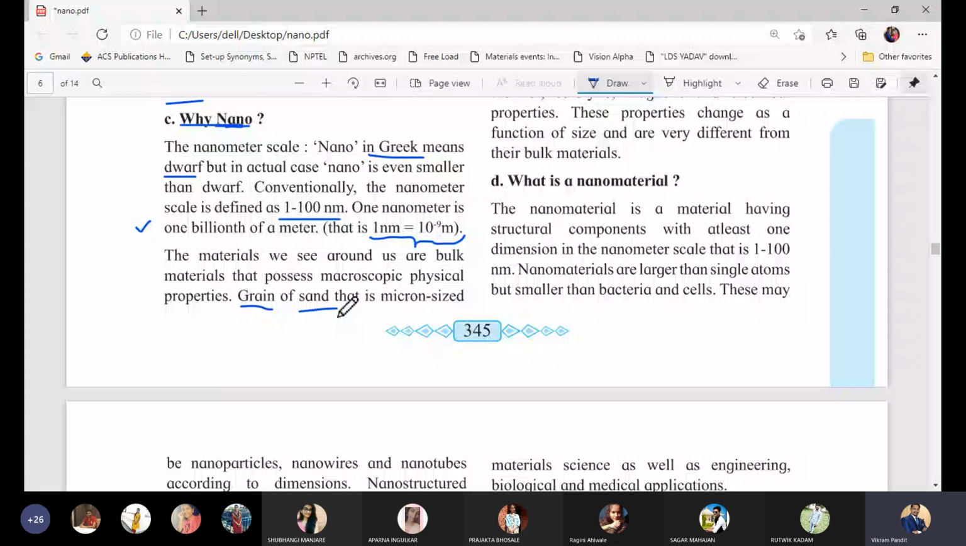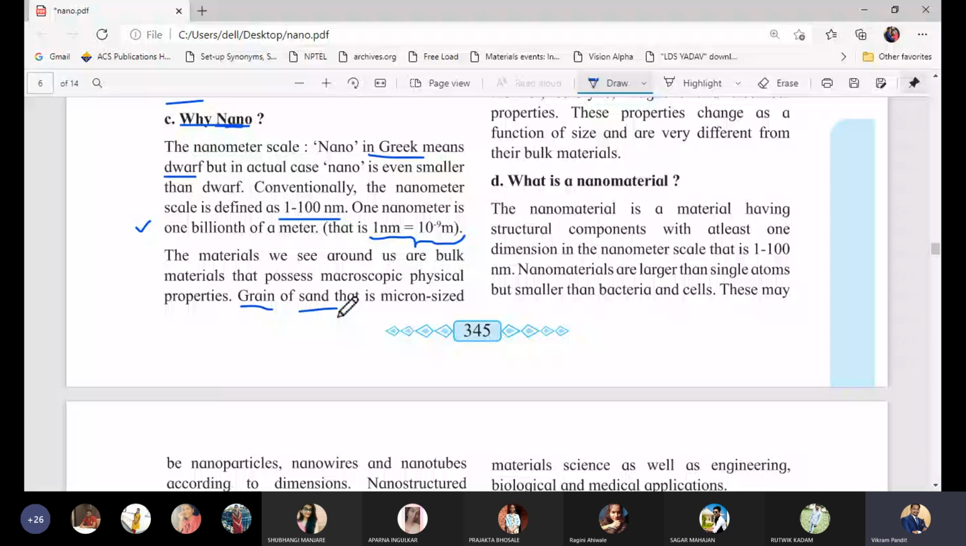So after 12th, after your BSc, after MSc, if you want to have a job, there are so many jobs in industries which deal with the study of such properties. These properties of the bulk change drastically when we go into the nano. Why is that so? That is also discussed here.